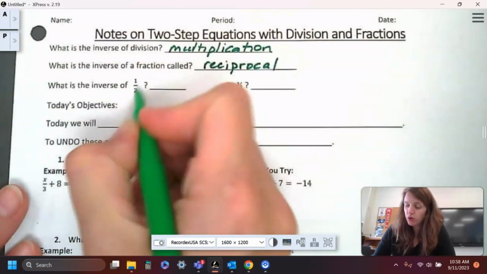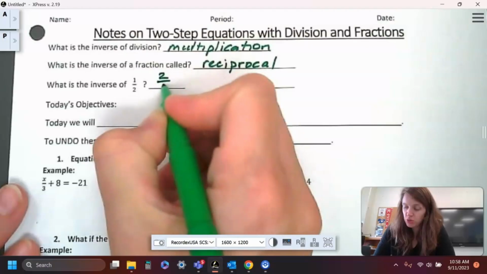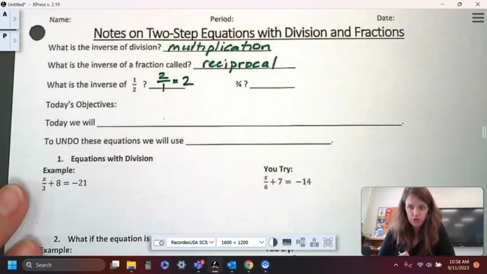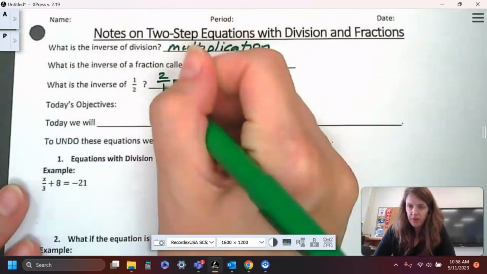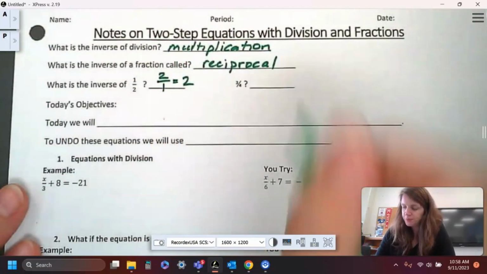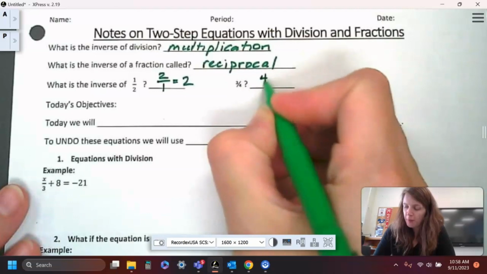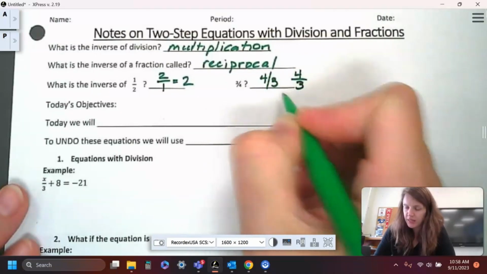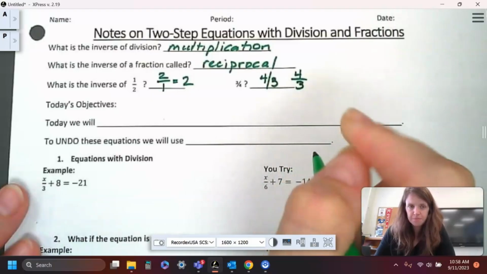So what is the inverse of 1 over 2? If we took it, we would say 2 over 1, which can also be simplified down just to 2, right? So 2 over 1. If we write it that way, that's fine, but really we just need the 2. And 3 over 4, the opposite would be 4 over 3. You can write it sideways like that, or you can write it like this. Those two things mean the same thing.